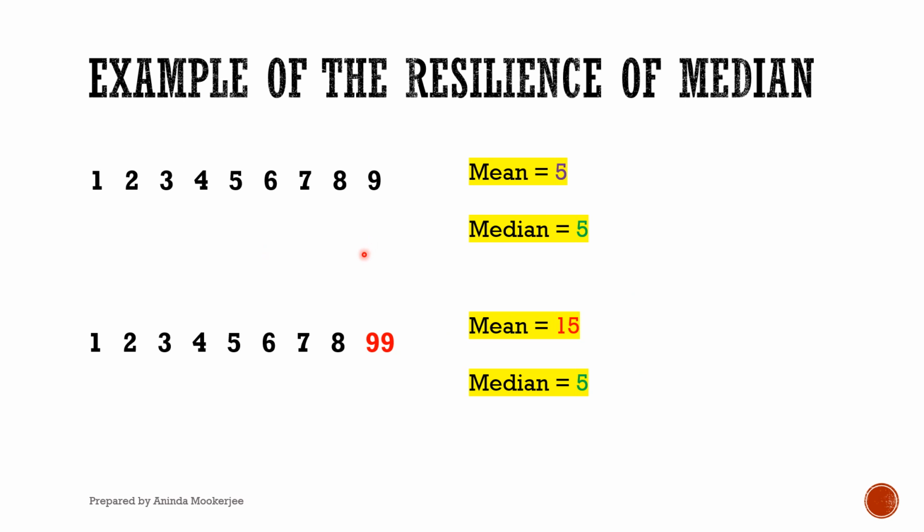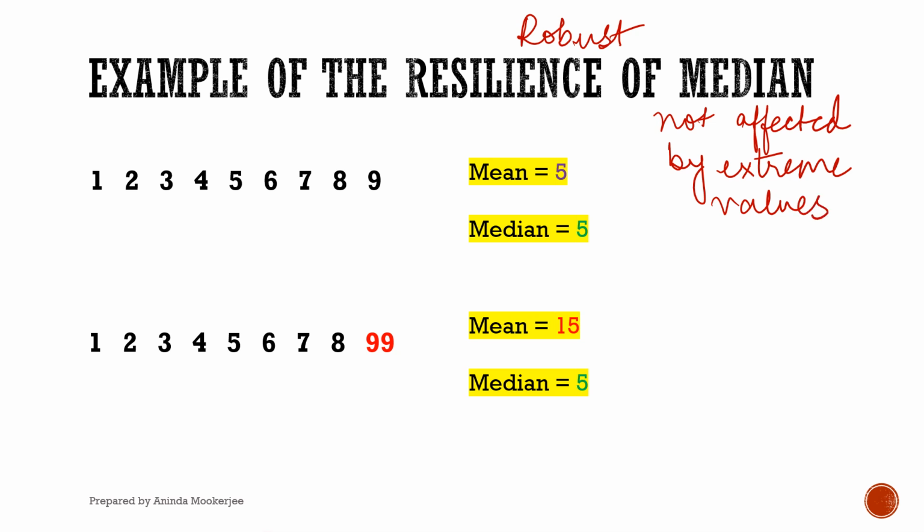A couple of slides back, we had said that the median is considered the most robust of the three measures of central tendency. The median is considered to be most resilient, or robust is also the word. Let's go through that with an example. What do we understand by resilience or robust? That means it's not affected by extreme values in the data set.